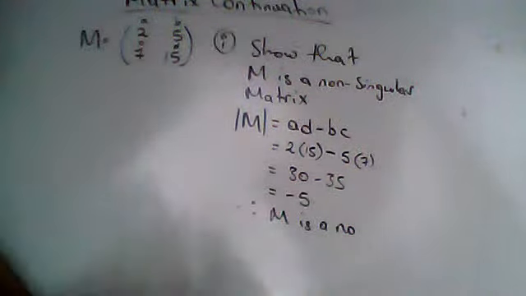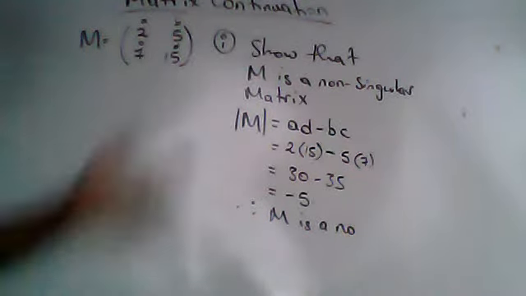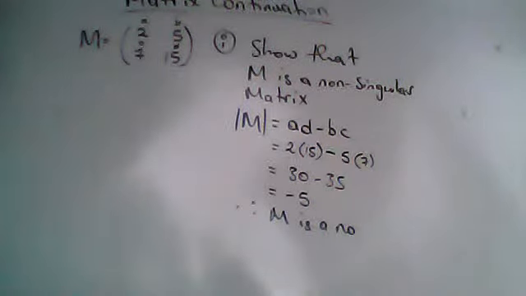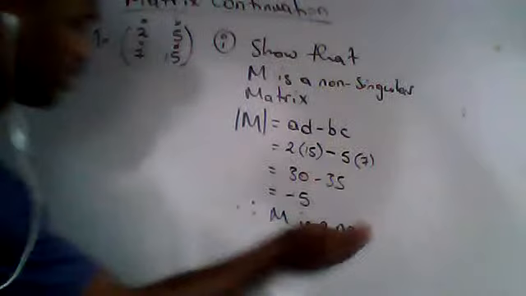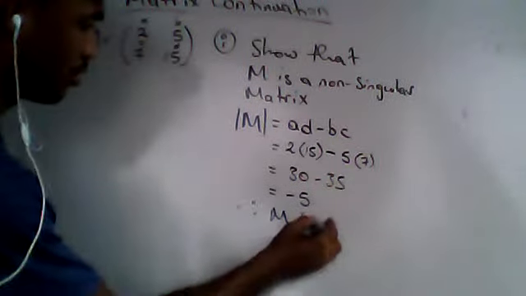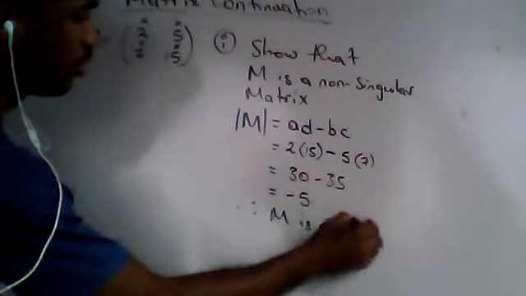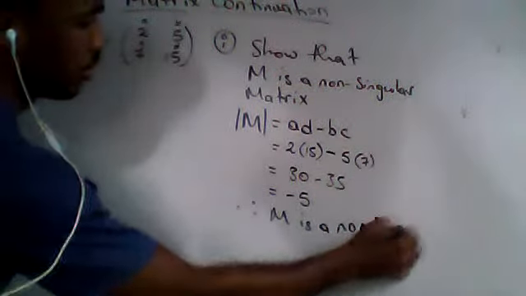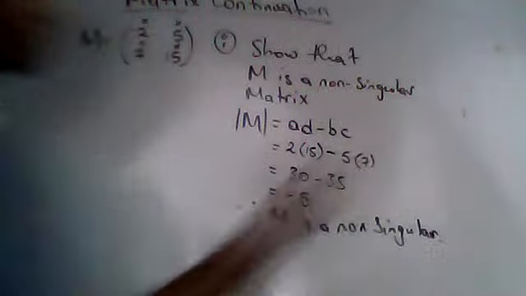Well, let's say show that. So we can say, hence, M is not a non-singular matrix. Hold on. No, sorry, hold on. M is a non-singular matrix. Sorry. So I'm going to repeat what I just said. So M is a non-singular matrix.